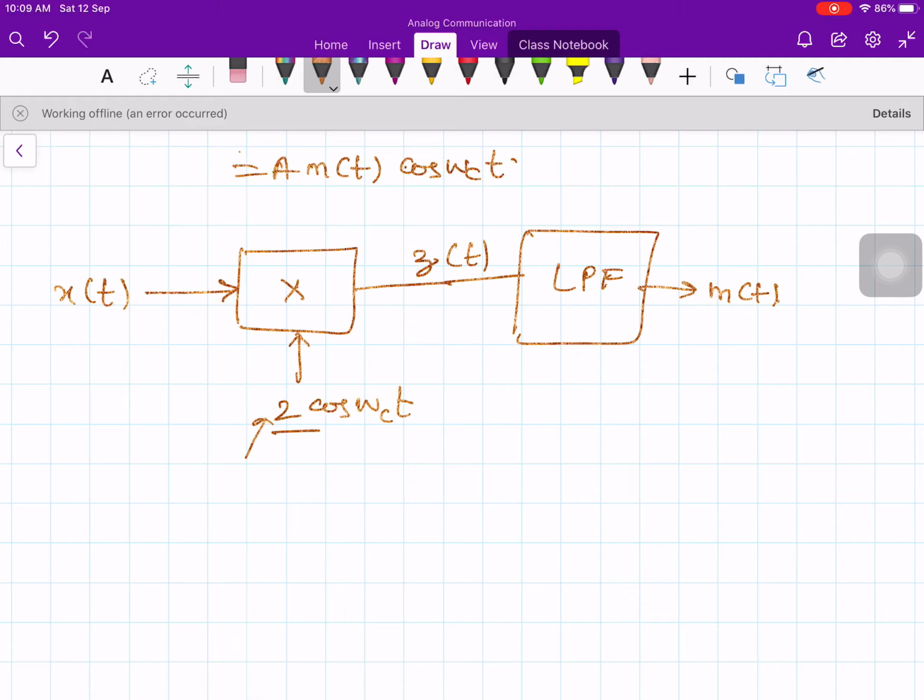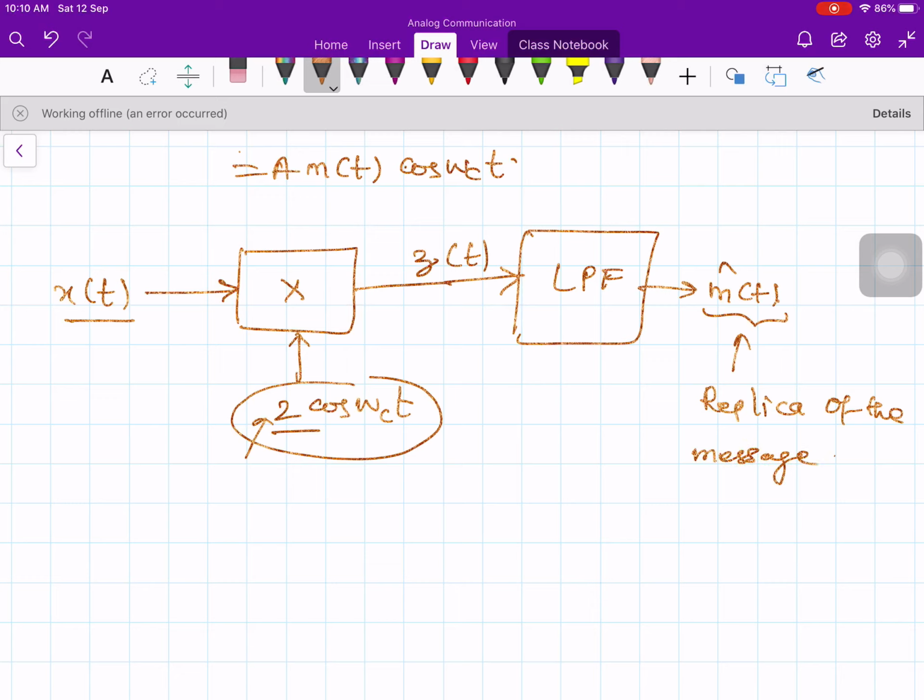So the receiver will multiply the received signal x of t with the carrier 2 times cos omega c t, followed by a low pass filter. Hopefully this will be the replica, let me put m cap of t, the replica of the message signal m of t, we will assume.